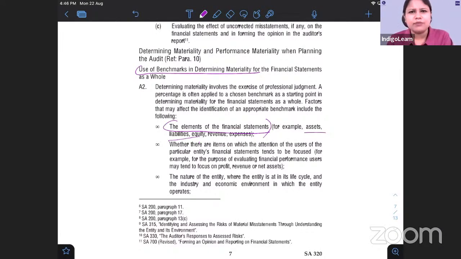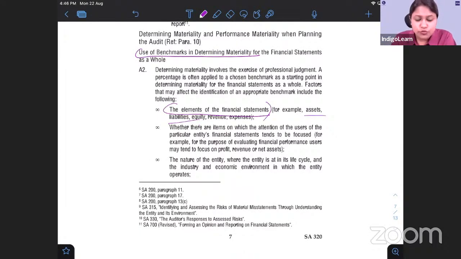This item, how will you pick up? What will help you? So next factor, you will see whether there are items on which the attention of the users of a particular entity tend to be focused. Now I gave the example, right? Like for example, here we spoke about equity shareholders. So don't you think equity shareholders would be more inclined towards the profit figure? Yes. Their focus will be more on profits. Investors, maybe they'll be more interested in the net profit, or maybe in the sales figure, correct? So there could be a possibility depending upon users' focus, where it is, that we have to take into mind to decide what should be the benchmark, correct?